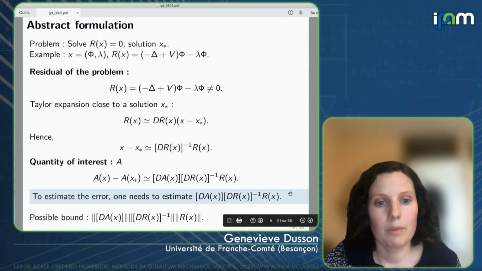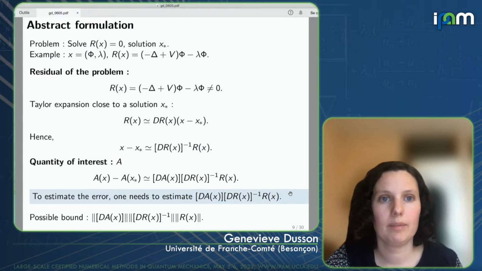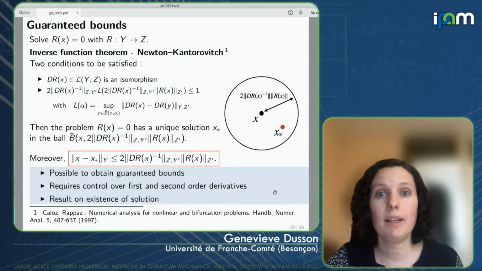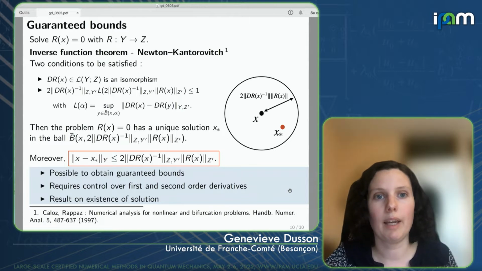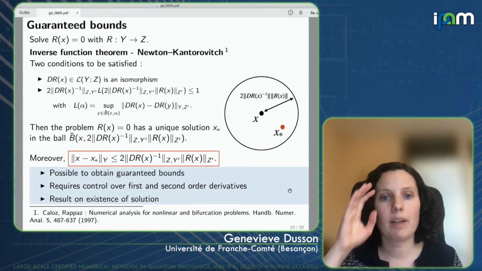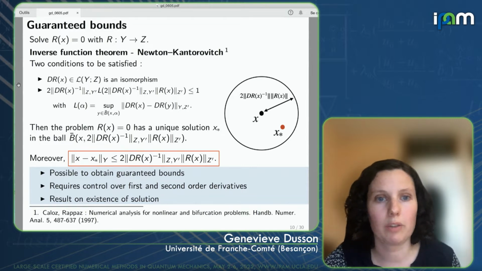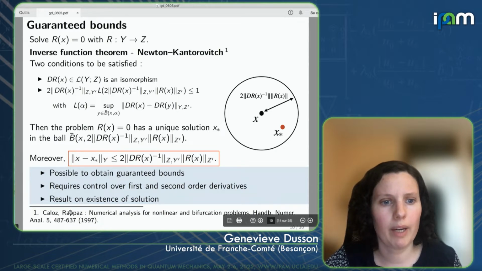But of course, this will probably highly overestimate the error, and we will see that a bit later. Okay, so this is an approximation of the error. This is by no means guaranteed, but in fact, there is a way to make these bounds guaranteed using the inverse function theorem, also called Newton-Kantorovich. I think this theorem has quite a few names. You can find it in this book by Carlos and Rapaz, for example.